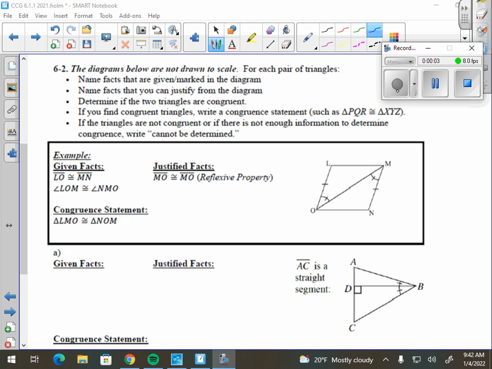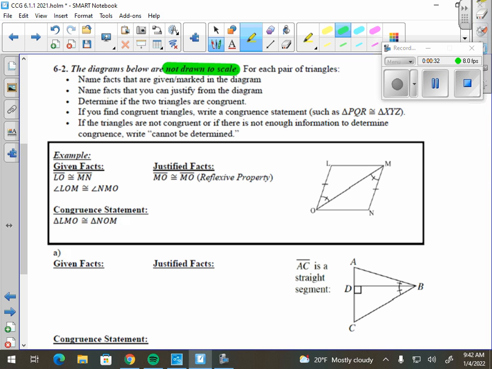This is the recording that's going to help you guys do your 6.1.1 resource page. So at the top it says the diagrams below are not drawn to scale. So that means I can't just look at the picture and say, oh, I think they're congruent because they look like they are, or I think those lines are equal because they look like they're the same length. You can't trust the drawing. You can only look at the markings or use your knowledge of equal angles or shared sides.